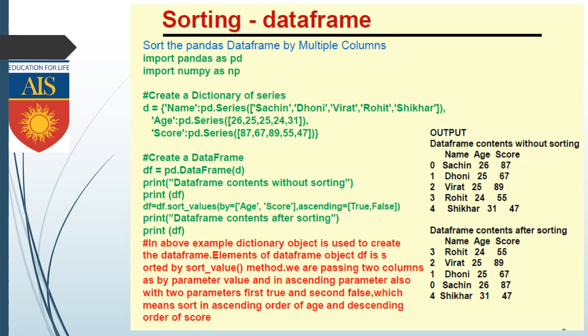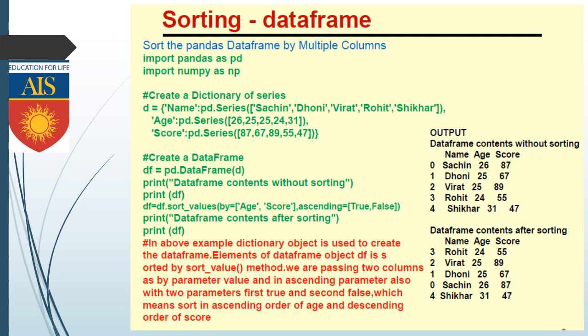On the right-hand side we can see the output, the previous one the raw data and the second one the main output. In the above example, a dictionary object is used to create the data frame. Elements of the data frame object df are sorted by the sort_values method. We are passing two columns as the by parameter value, and the ascending parameter also with two values, first True and the second False, which means sort in ascending order of age and descending order of score.